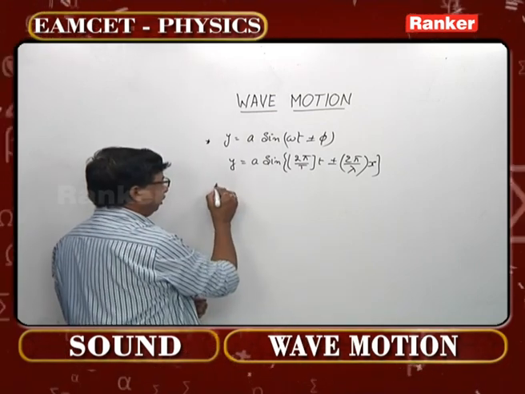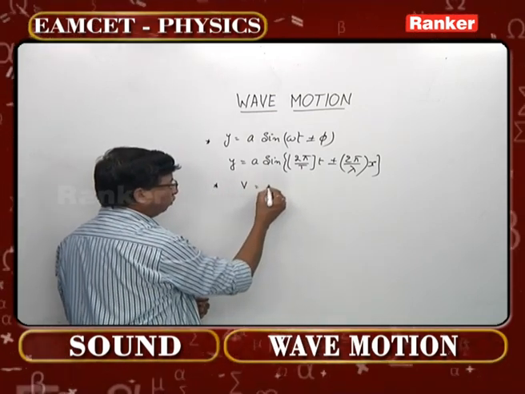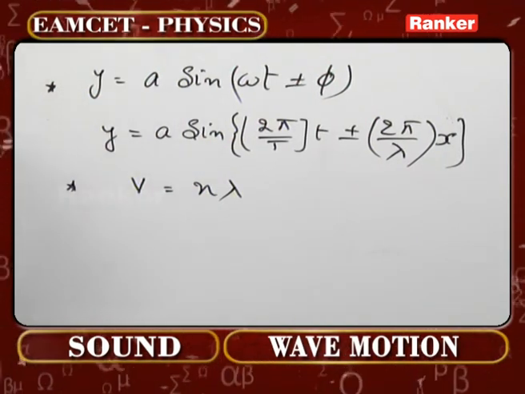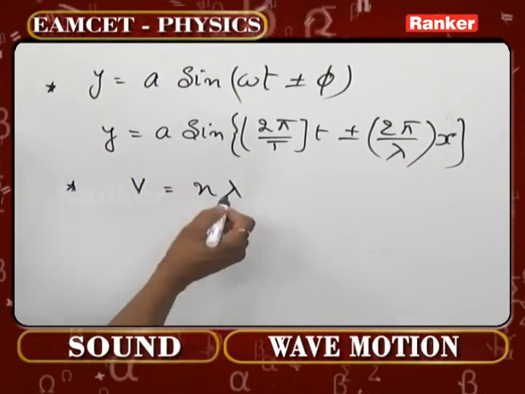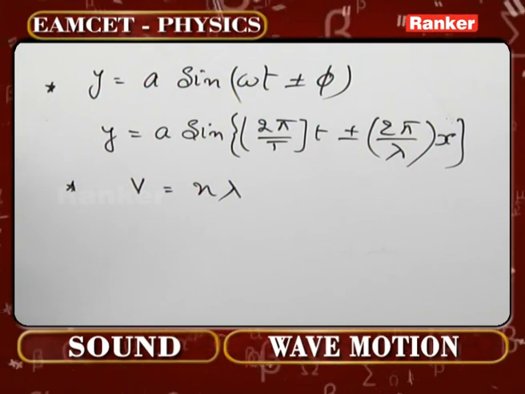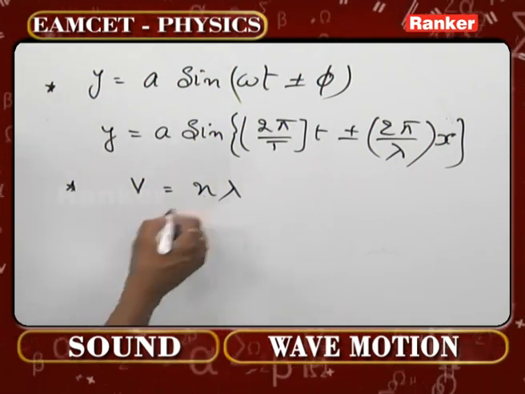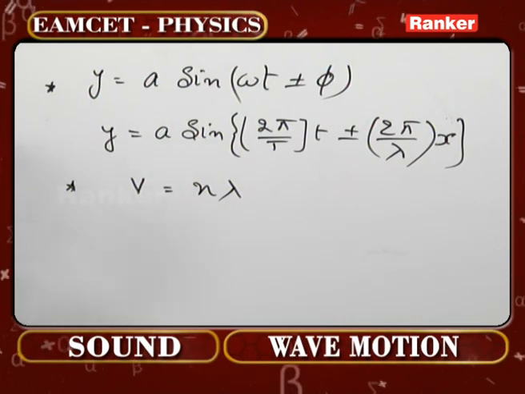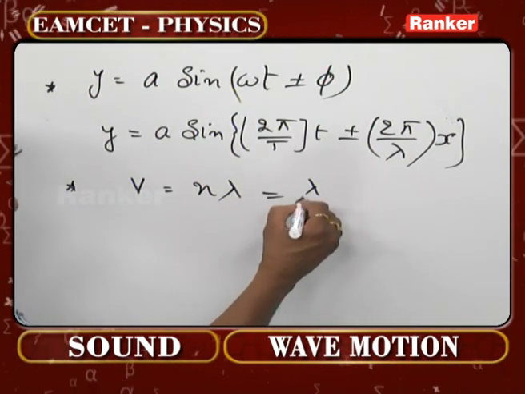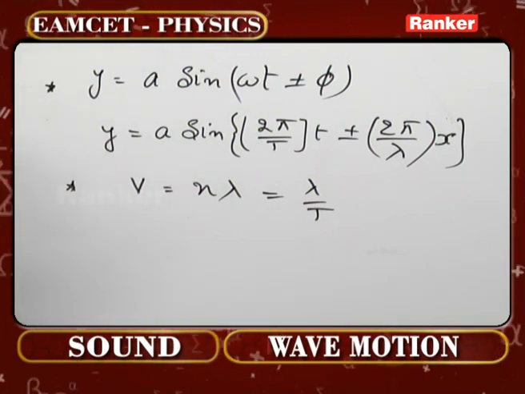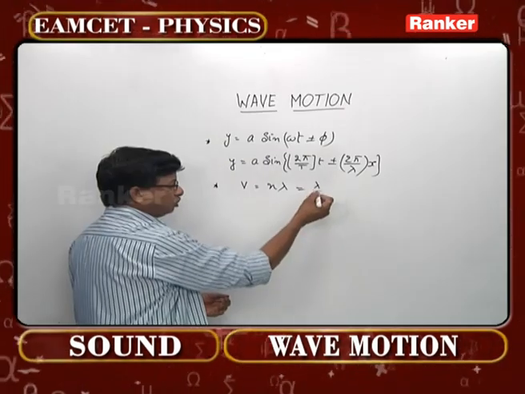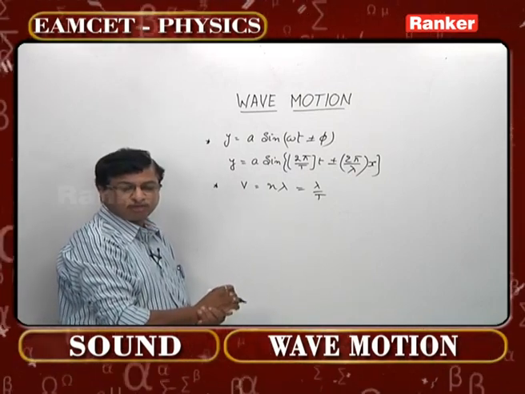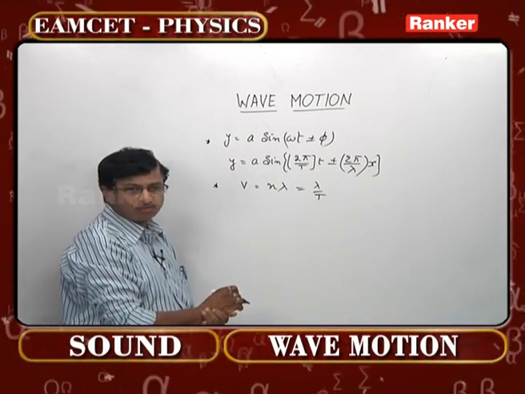Coming to the next one, what is the velocity of sound in general? For any wave, whenever we want the velocity of the wave, we take v is equal to n lambda. Here n represents the linear frequency and lambda represents the wavelength. The same can be rewritten as lambda by capital T also, where lambda as usual is wavelength and capital T gives the time period of that wave.